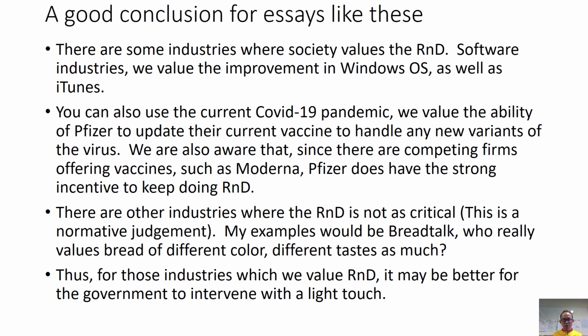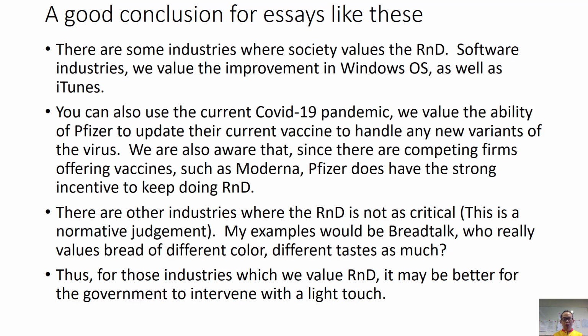Among all the industries in the society, there are some industries where we especially value the R&D. If you recall the antithesis, R&D leads to dynamic efficiency. Some examples of these industries will of course be the software industry, Windows OS. My second bullet point is where I'll go back to the current COVID-19 pandemic that I mentioned in the thesis. It is quite clear that because of the current pandemic, we want pharmaceutical firms to come up with a vaccine as soon as they can, a vaccine that is good, a vaccine that works.